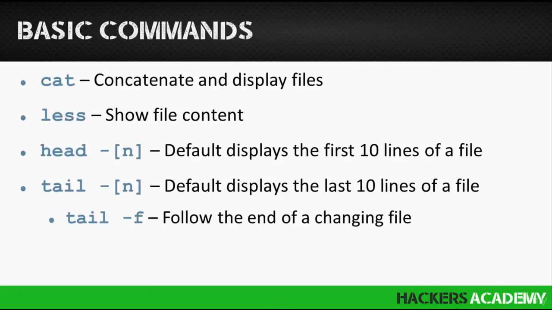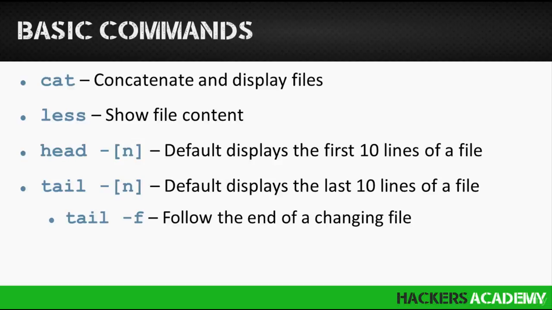less command, which shows the file content in a different way, head -n, where n stands for a number, so for example head -10, head -50, which displays the first n number of lines of a file. By default it's 10, so for example if I type head file.txt, I'll see the first 10 lines in the file.txt. Tail will show me the last 10 lines or 50 lines or whatever I replace n with.